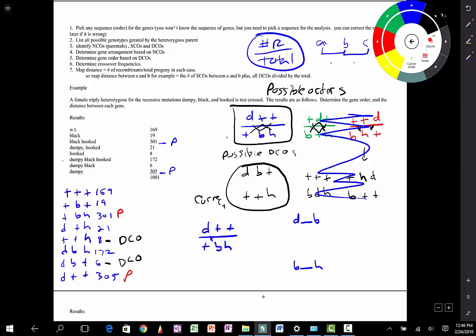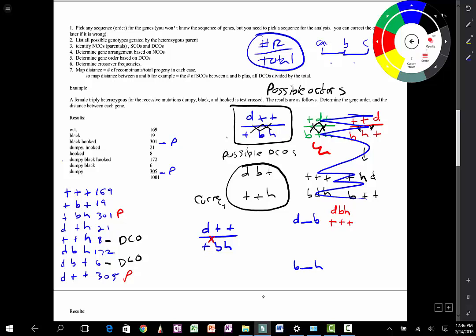So if we get a single crossover there, then D, B, and H will go. So that's a single crossover between D and B. So now D, B, and H go together, and plus, plus, plus go together. So over here, plus, plus, plus is 169, and DBH is 172. And we're going to add those up.